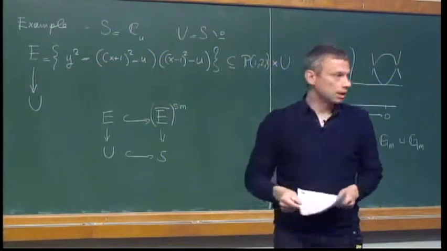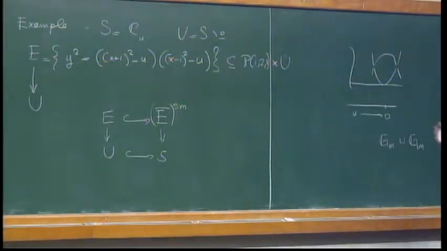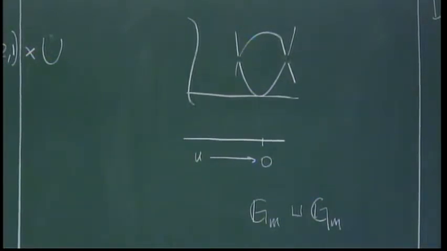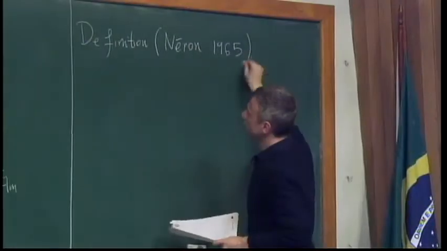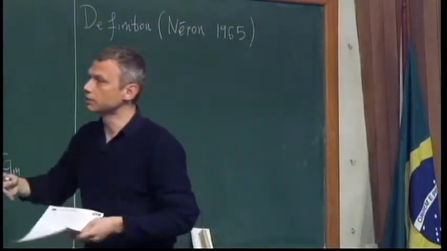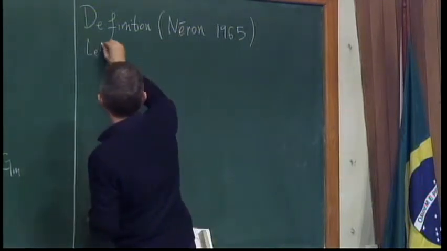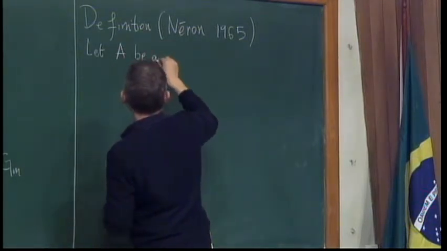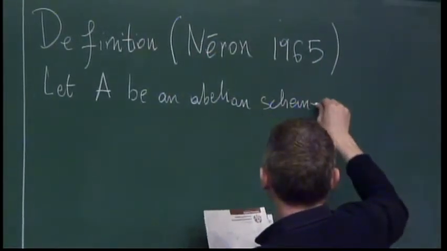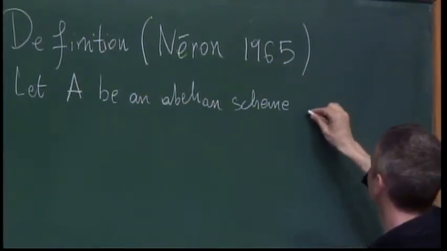And in some sense, and here I introduce the definition, this is a very good model. Here's the definition. It's due to Néron, and it has later been called the Néron model. First of all, I would say the obvious things. I would start from an abelian scheme A, a smooth, proper group scheme over U.